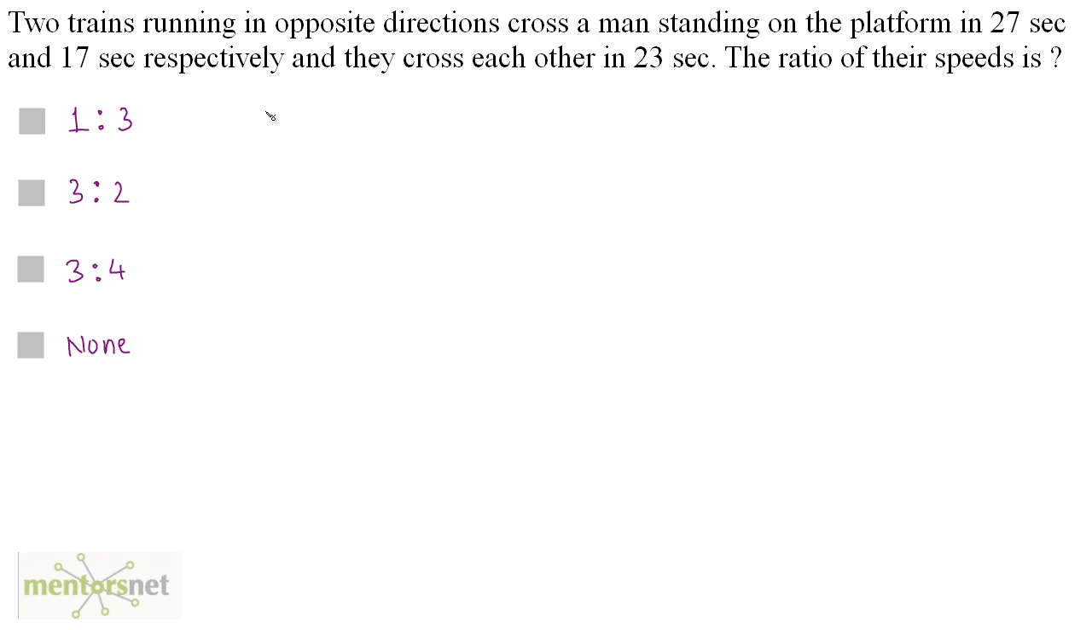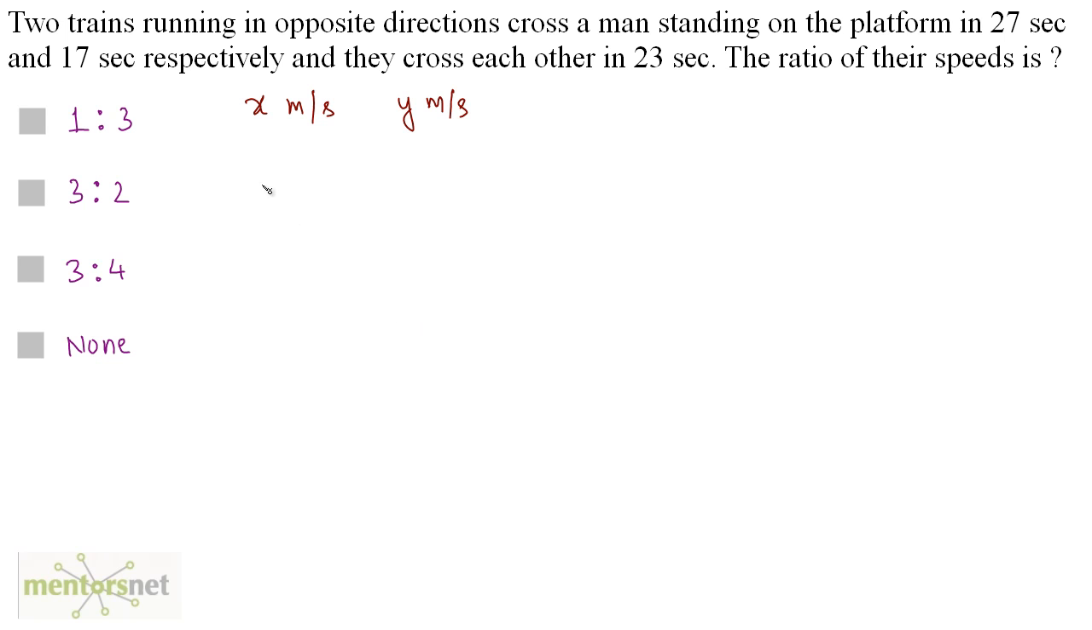Let us consider the speeds of these trains as x meters per second and y meters per second respectively. Now let us find the length of these trains. Now it is given that these trains cross a man standing on the platform in 27 seconds and 17 seconds respectively. So to cross a man, the trains will have to travel their own length. So we can now calculate the length of the trains.